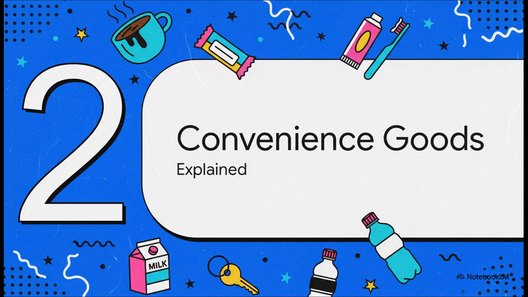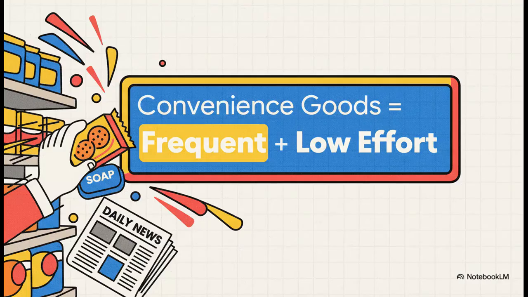All right, let's dive into that first bucket, convenience goods. And this is probably the one you're most familiar with, even if you don't really think about it. Let's get into what makes them so, well, convenient. The name really says it all, doesn't it? Convenience goods are all about buying things frequently, with super low effort.